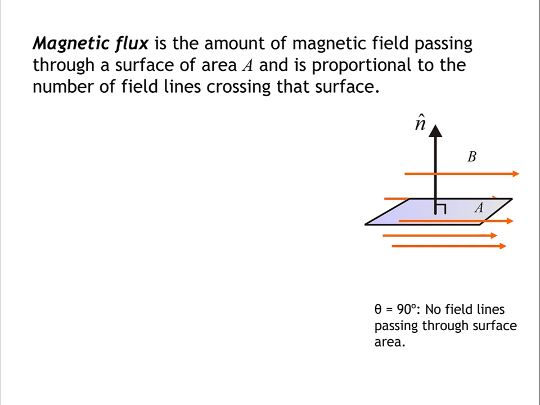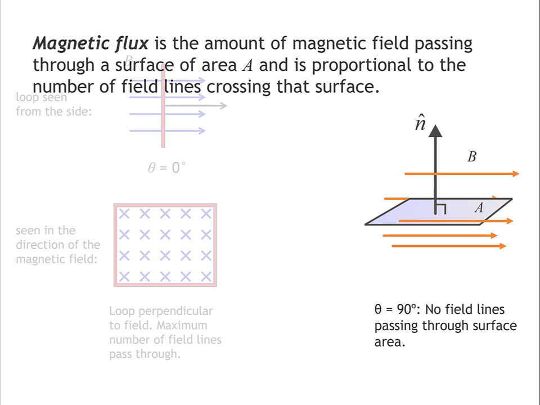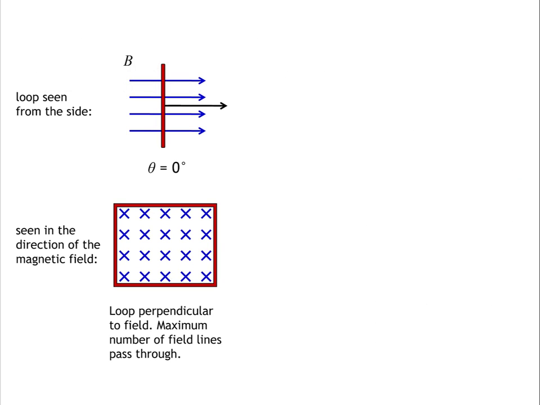Well, let's take a look at this from a different perspective. So here we've just changed our perspective. We are looking at the loop, at the area, from the direction of the magnetic field. So the X's that you see on the screen represent that the magnetic field is moving away from us. So if you look at the top image, that would just mean that we are looking at this area from the left-hand side.